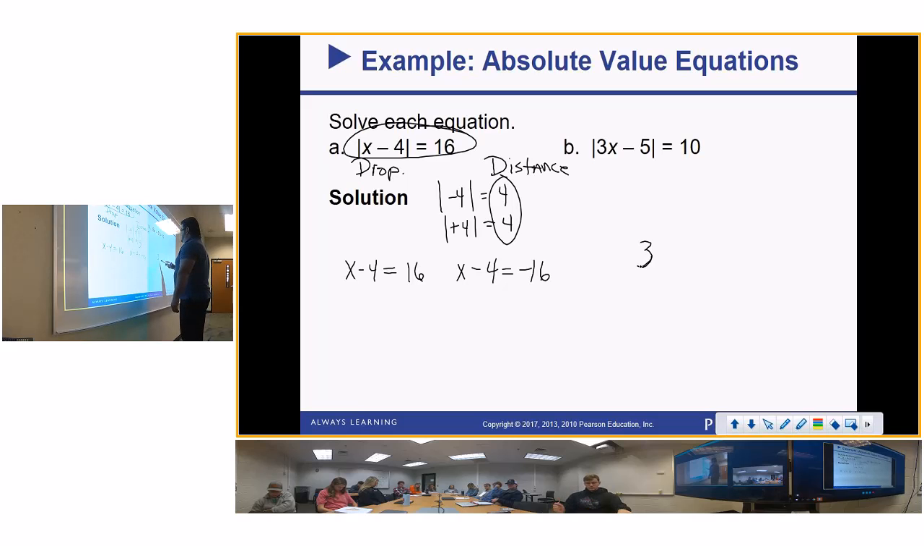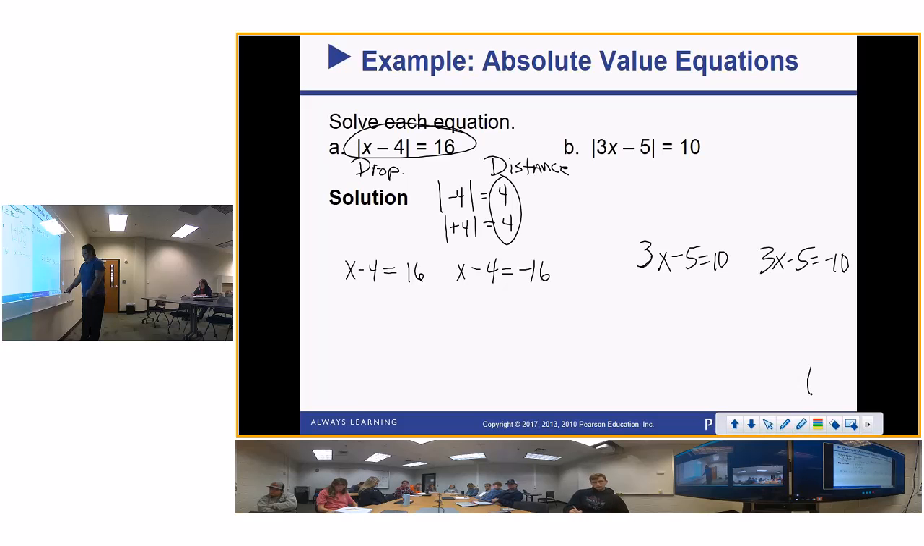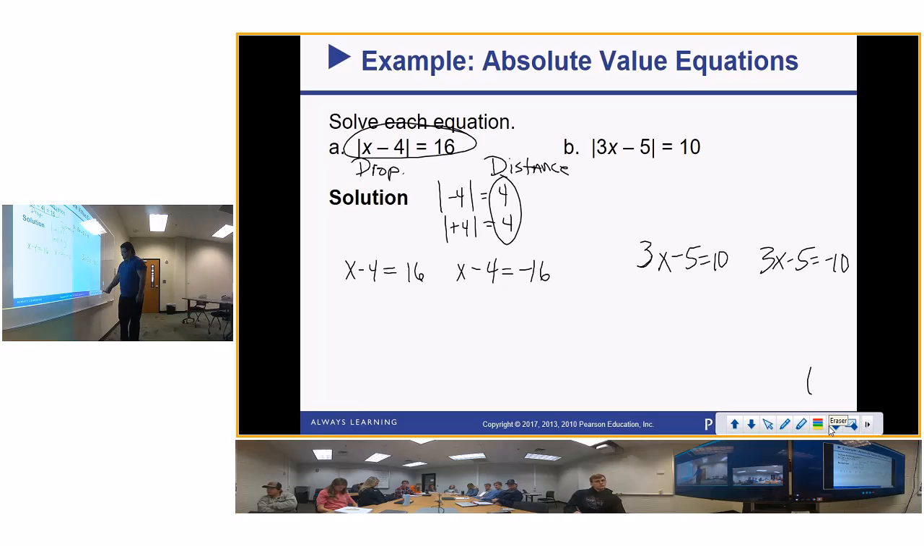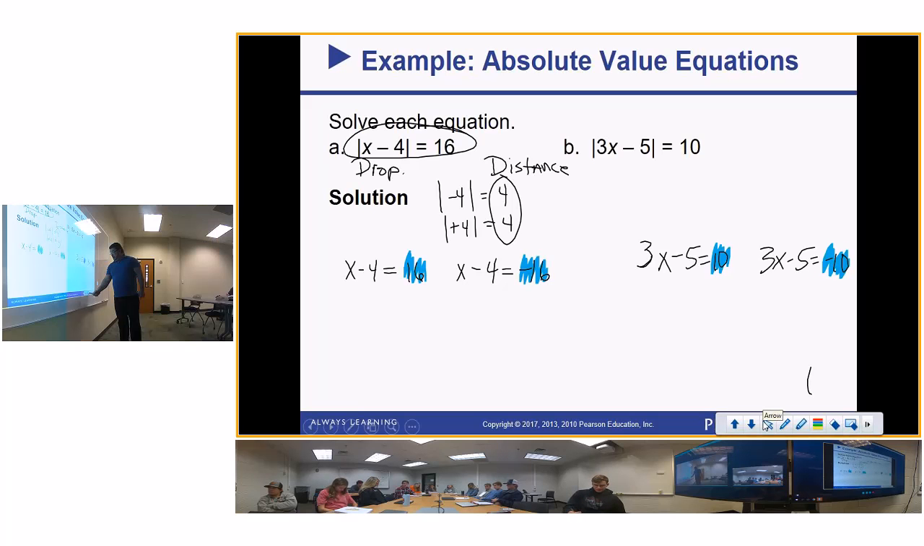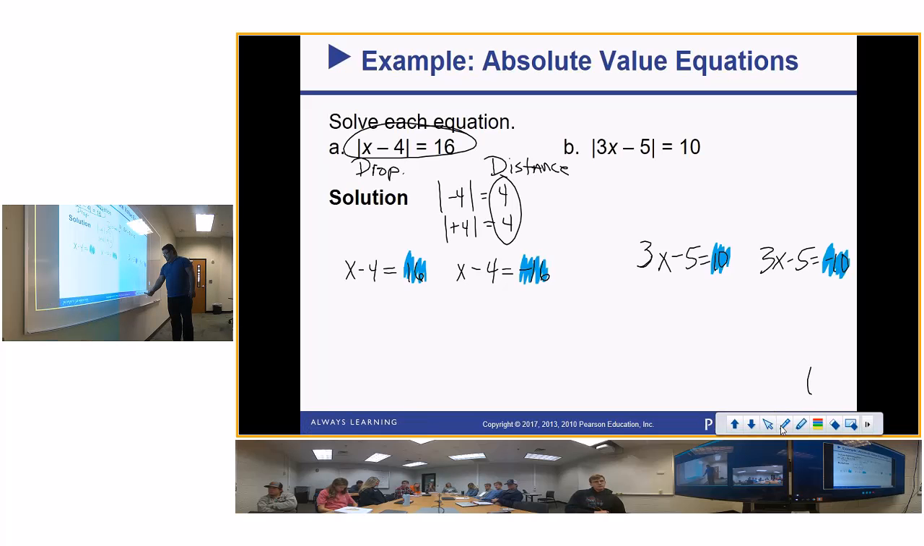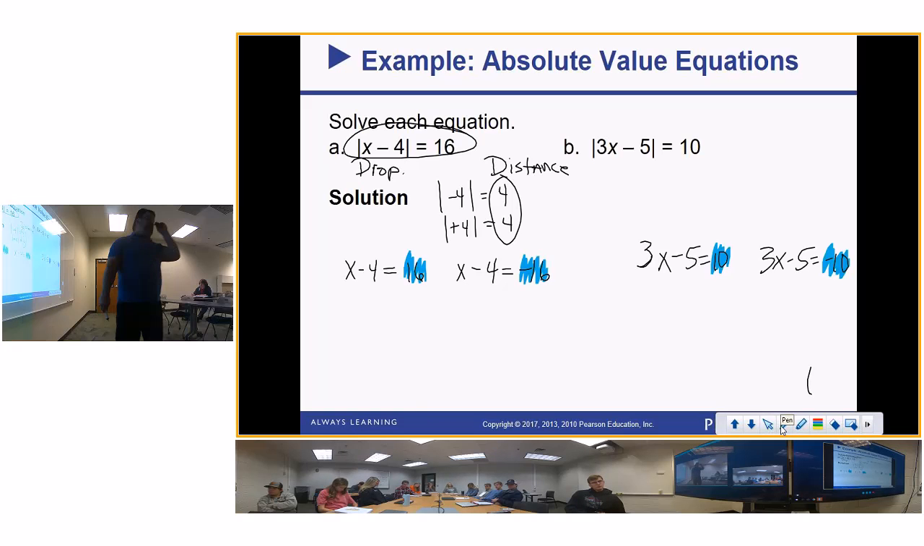3x minus 5 is equal to 10. 3x minus 5 is equal to what? Negative 10. And if you're solving it, you have to set it equal to the positive 20 and the what? The negative 12. Now that is a test question. Now they're asking to solve it. Okay? That is a test question.